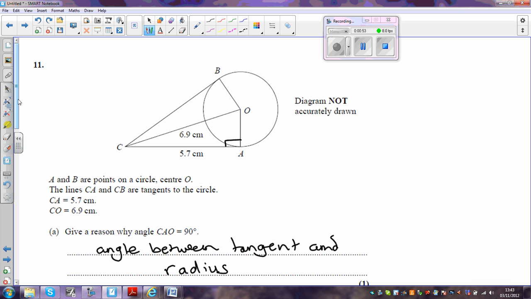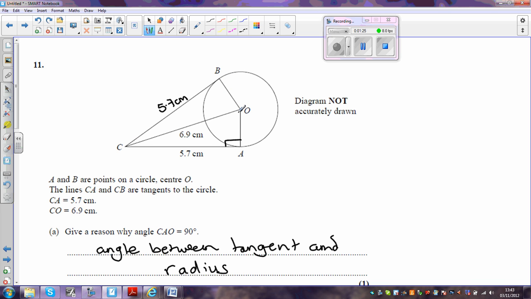Now the next part of the question says we need to find the perimeter of the kite AOBC. So here's our kite. We already know that this side is 5.7 centimeters. Because of symmetry, if we have two tangents meeting at a point outside a circle, these two tangents will be exactly the same length. So this part from B to C is also 5.7 centimeters.